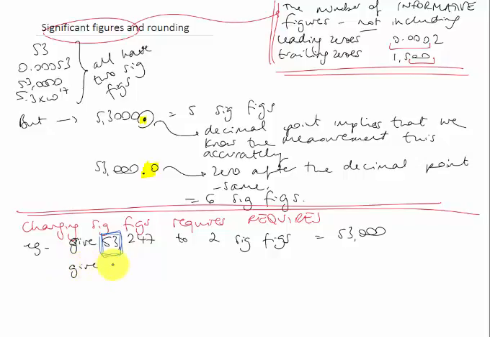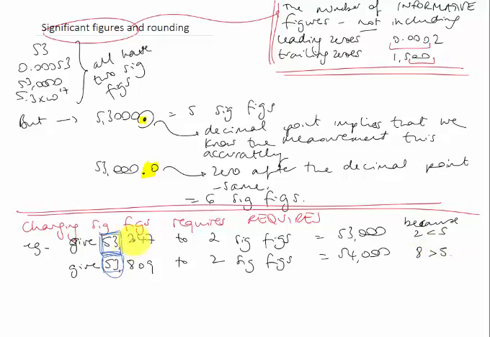But if I were to say give 53,809 to two significant figures, that's 54,000. So we've got these same two numbers at the beginning, but then this is greater than 5. Because 2 is less than 5 and 8 is greater than 5. And how about if this is the digit we're looking at, and this digit to the right of the significant figures were a 5?